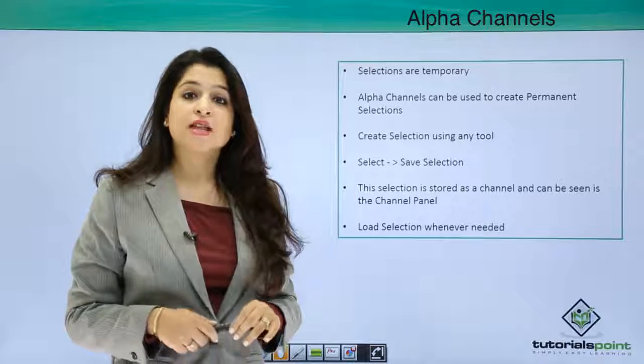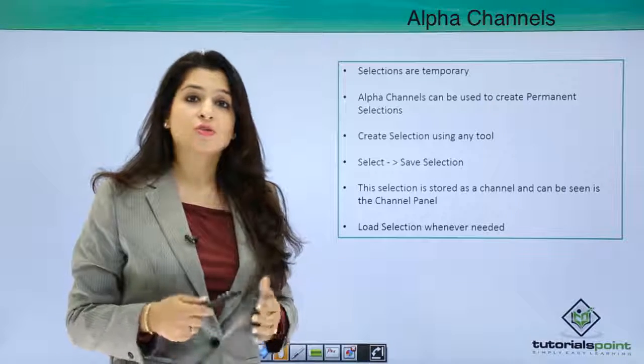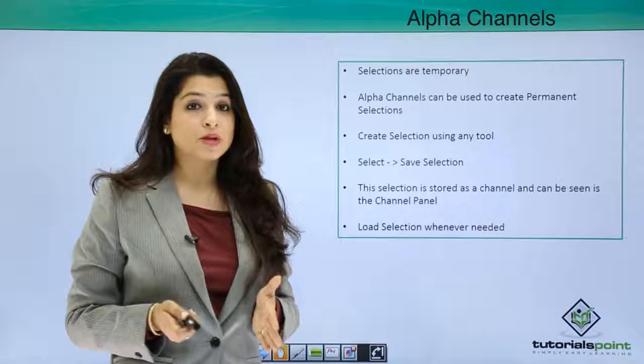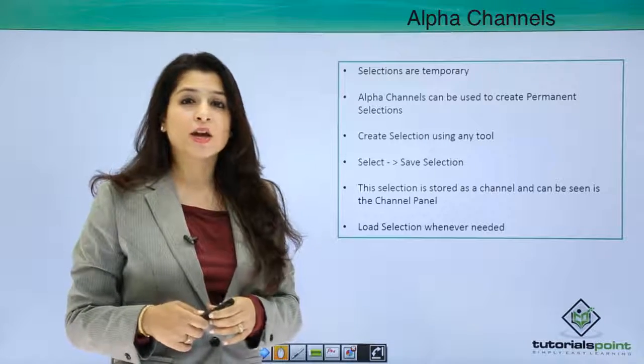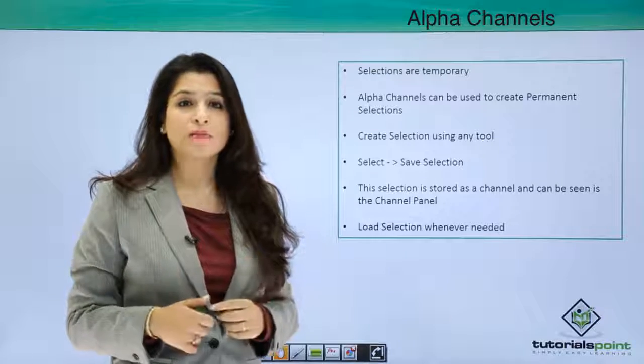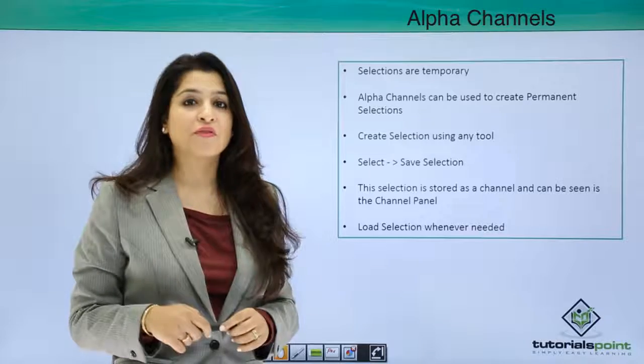As I said, the selections we make are temporary. We have made selections through the marquee tool, the pen tool, but whatever selection we made were temporary. What if you have to work on that selection every time? I'm creating the selection over and over again. Why not make it permanent? This is possible in Photoshop by creating alpha channels.